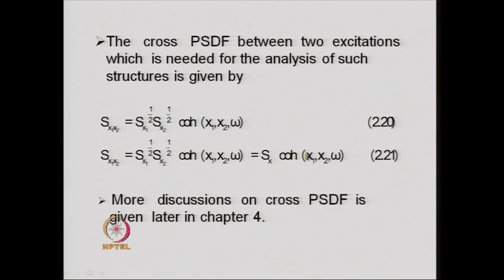For a very small value of the distance between x1 and x2, and for small value of frequency, we can see that the coherence function approaches unity, that is, we get a case of perfect correlation. In that case, the cross power spectral density function between the two points becomes the same as the power spectral density function of the ground motion. More discussion on the cross power spectral density function will be taken up in chapter 4, which we will discuss later.